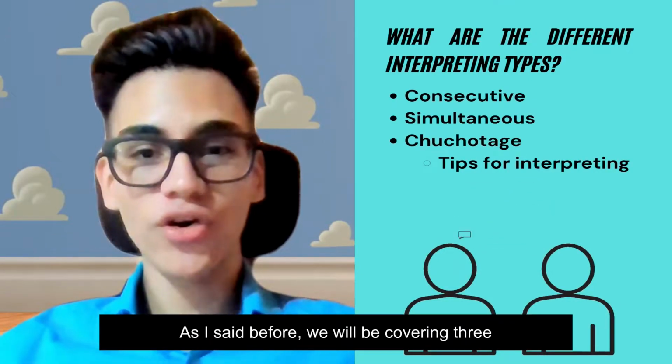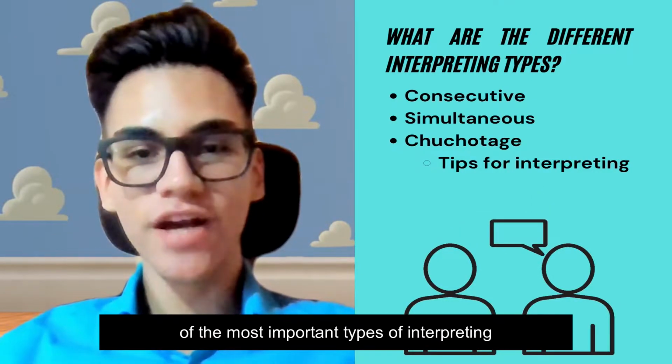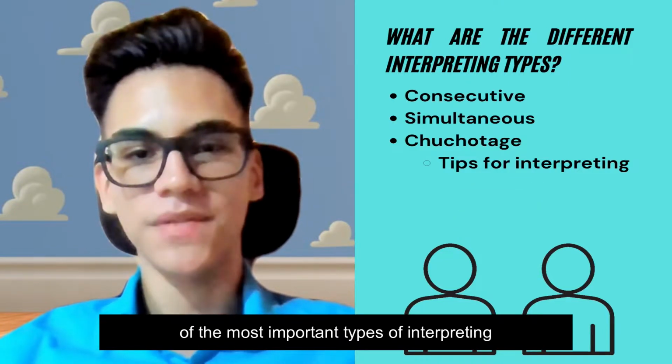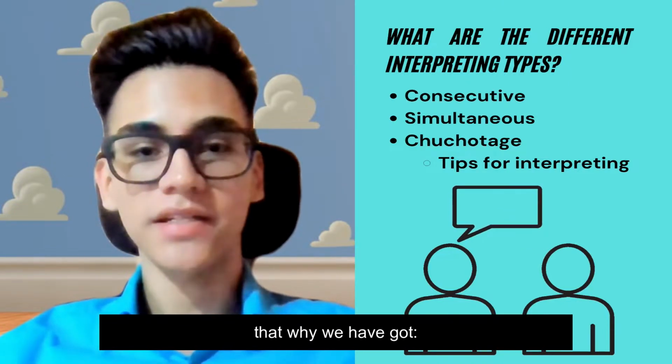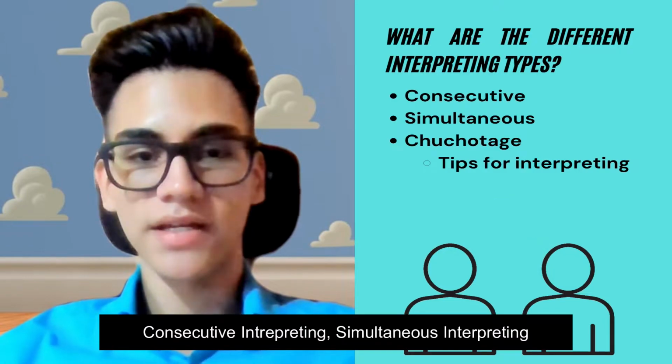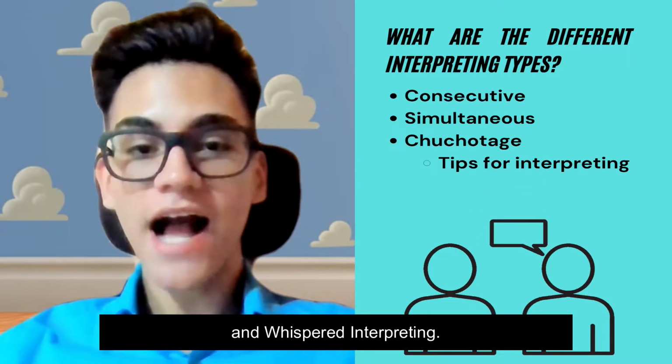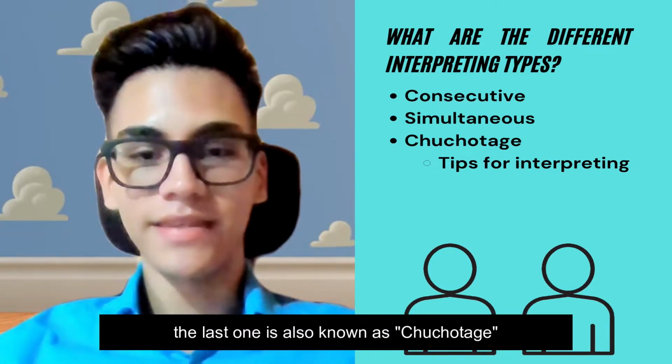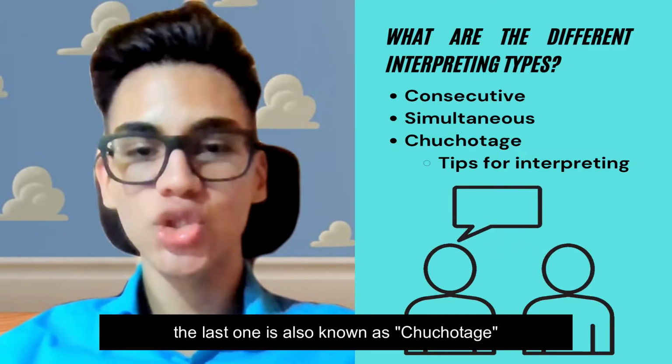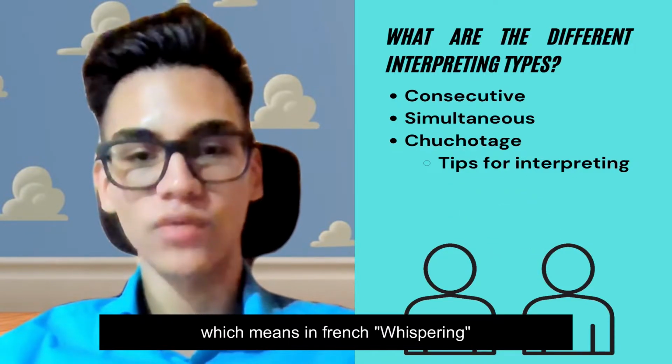As I said before, we will be covering three of the most important types of interpreting. That's why we have consecutive interpreting, simultaneous interpreting, and whispered interpreting. The last one is also known as chuchotage, which means whispering in French.